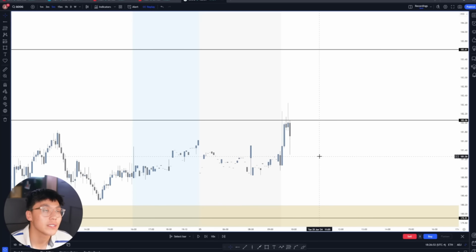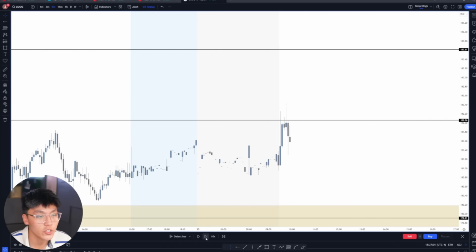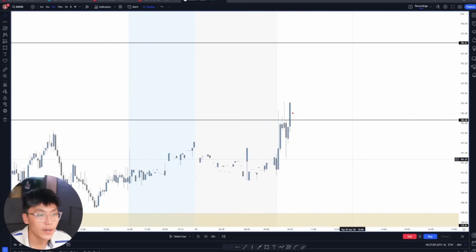So right here, you can see we still have not closed above our key 182 level. Now what we want to do is wait for a strong candle closure above this 182 and then look for a potential retest. So right there, you can see we finally have that strong 5-minute candle closure above your key level, which is your previous day high. So now we can go onto the lower time frames to look for areas of potential entries to target this 183 level, which is that all-time highs.